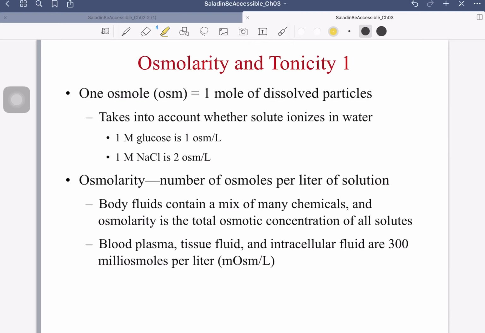Now we're going to stop there, and when we come back next time, we're going to talk more about osmolarity, tonicity, isotonic, hypertonic, hypotonic.